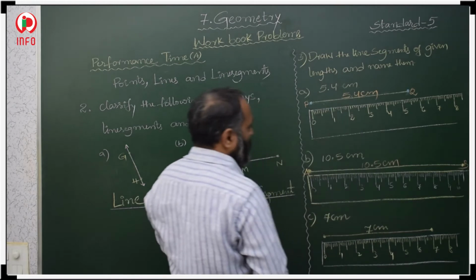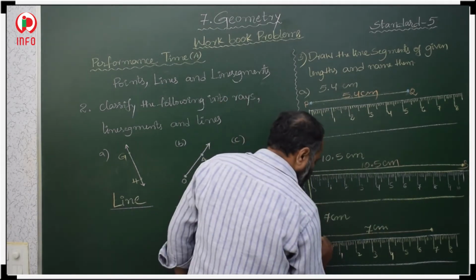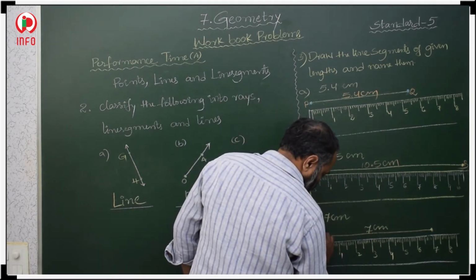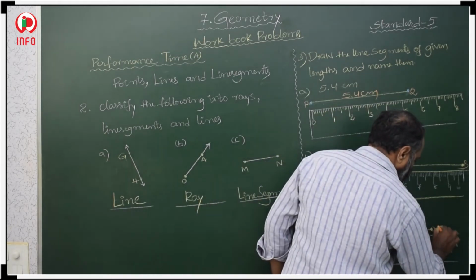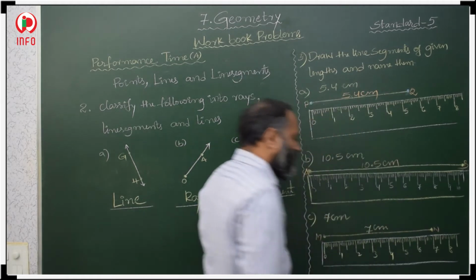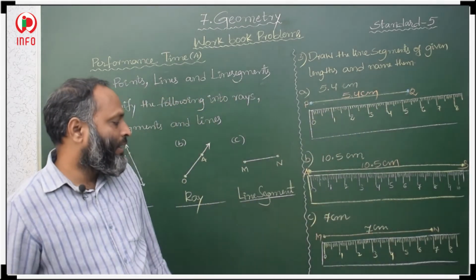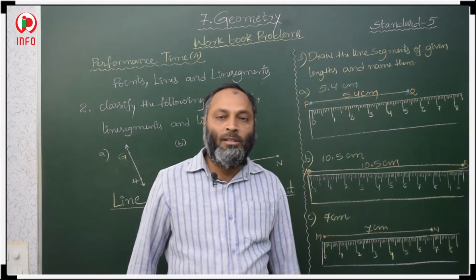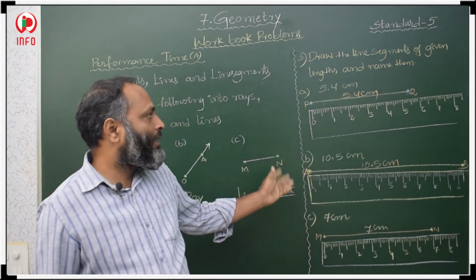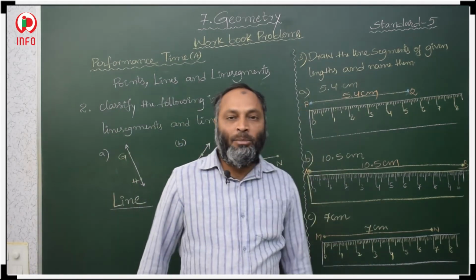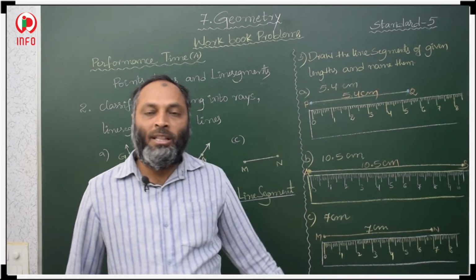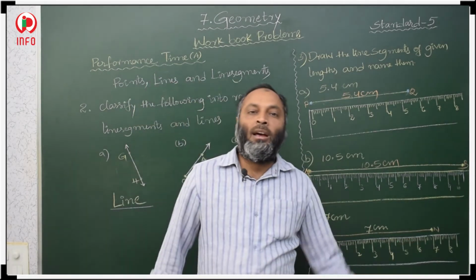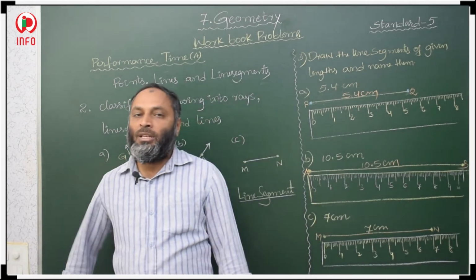Name this line segment, say any name, M and N. MN is a line segment of 7 centimeters. Like this we have to draw, and then remove the scale, okay. This is the method to draw line segments of any given length. There were 2 more questions in this, where you have to draw line segments using a ruler, okay.